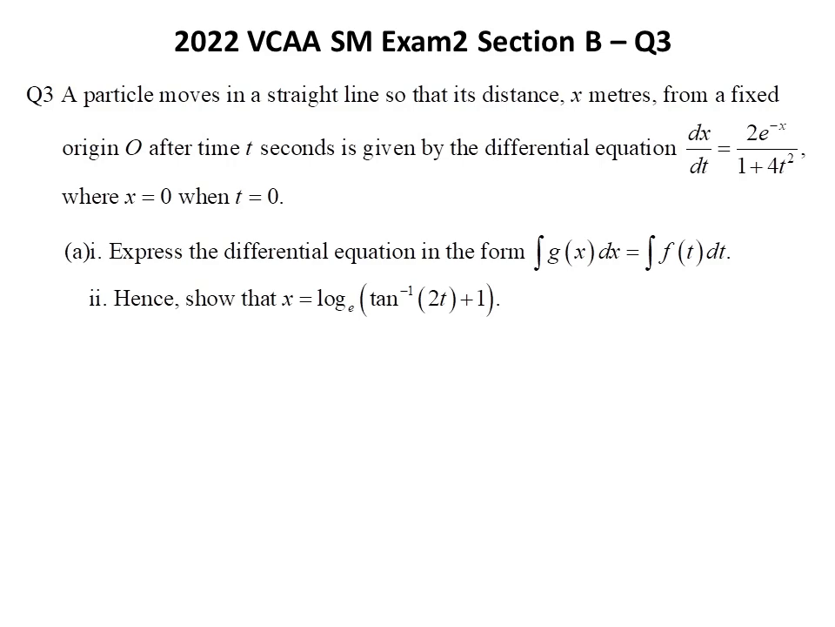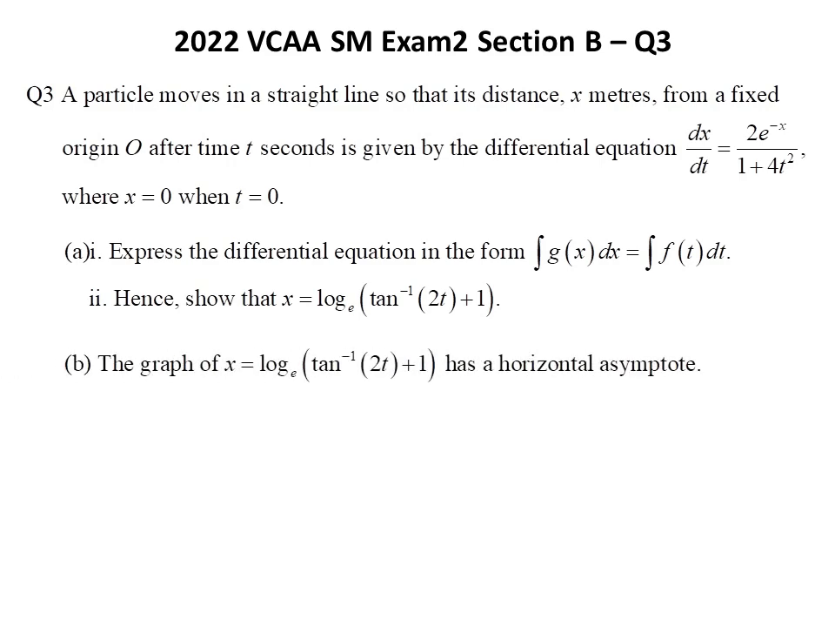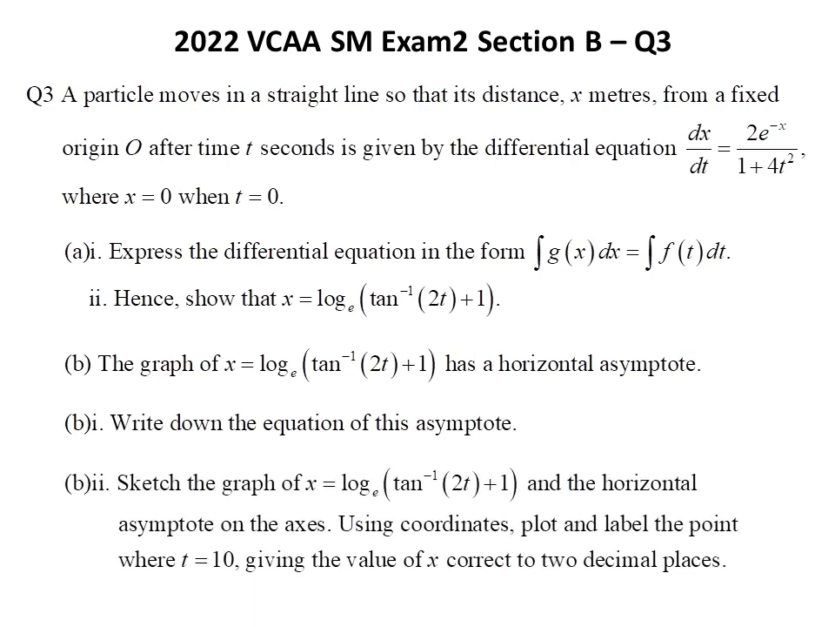2t and 1. Part B has 2 sections, and it is based on the graph of x equals logarithm base e of the sum of arctangent of 2t and 1, which has a horizontal asymptote. Section 1 of part B is to write down the equation of this asymptote, and section 2 is to sketch the graph of x equals logarithm base e of the sum of arctangent of 2t and 1 and the horizontal asymptote on the provided axes. Using coordinates, plot and label the point where t equals 10.